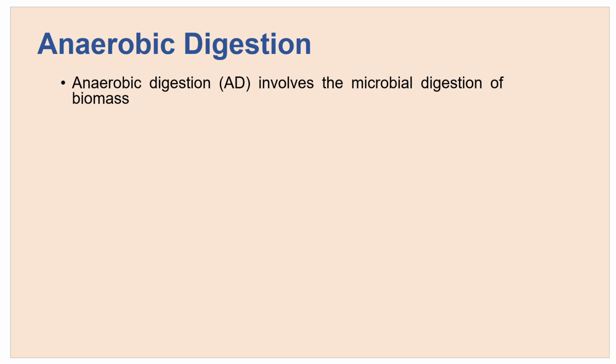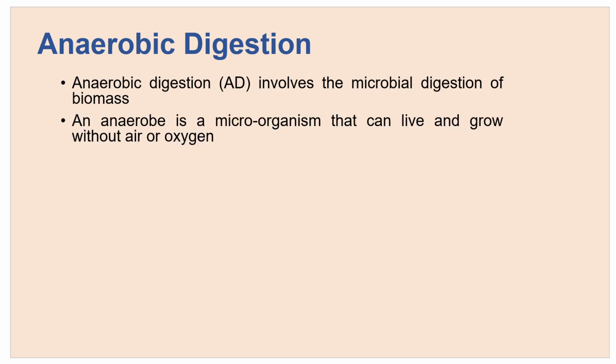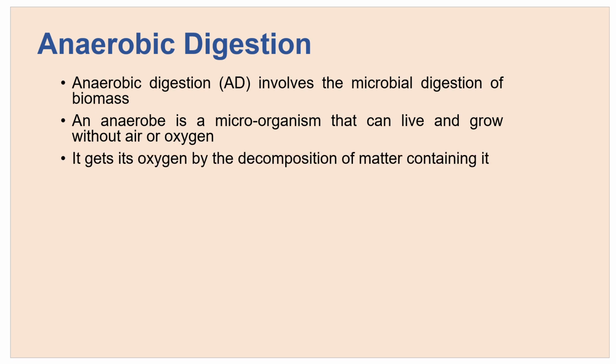Biogas technology means basically the process involved is anaerobic digestion. As the name indicates, anaerobic digestion is a process of biomass digestion undergoing in the absence of air, that is, in the presence of microorganisms which do not require any oxygen to live on. They will make the oxygen by digesting the substrate that they get. So anaerobic digestion involves the microbial digestion of biomass, by organisms that can live and grow without air or oxygen, and they get the oxygen by decomposition of the matter which contains it.